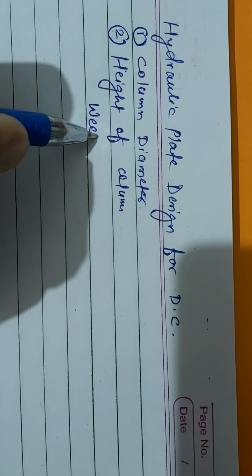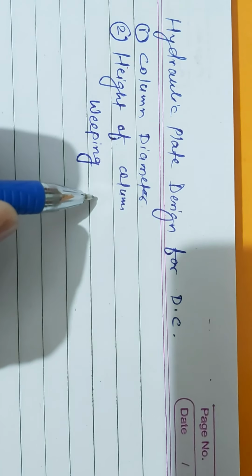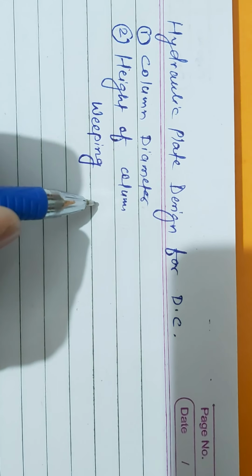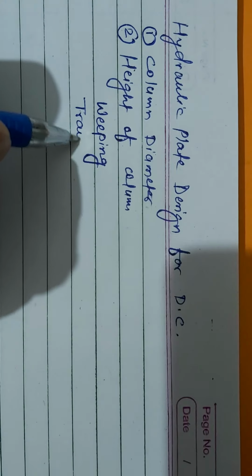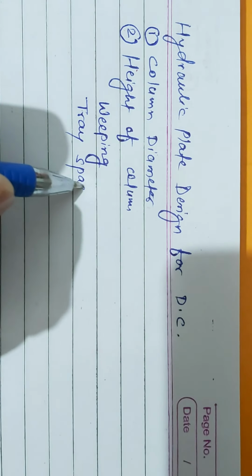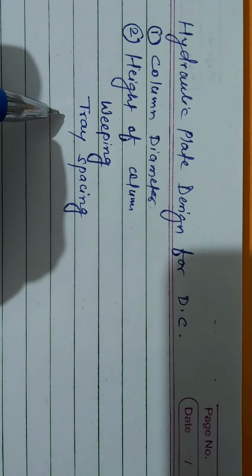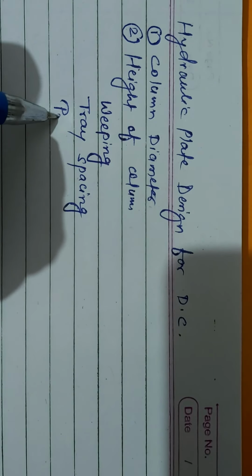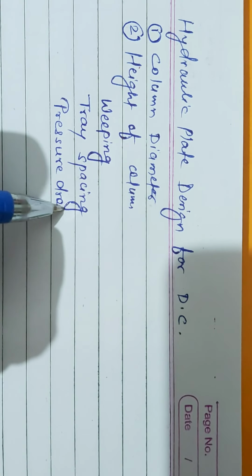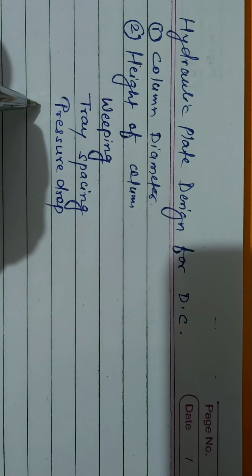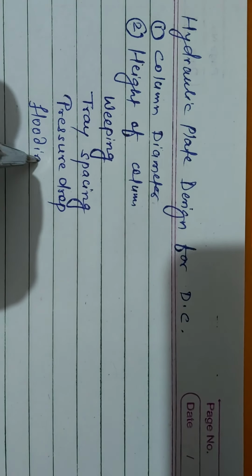weeping. There are criteria which tell you whether weeping is there. Then we check whether the tray spacing is correct. There is a criterion to check this. Then third, we check the pressure drop which we assumed, is it correct? Fourth, we check the flooding which we assumed, is it correct?